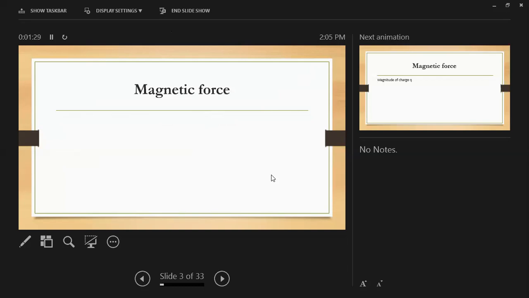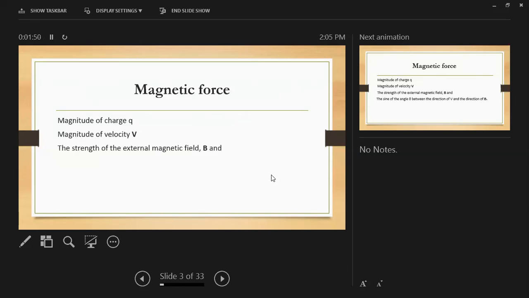So what does magnetic force mean? First of all, magnetic force is the force that causes the charge or object to have a speed. Magnetic force for a charge depends on the magnitude of the charge, the magnitude of the velocity, and the strength of the external magnetic field.